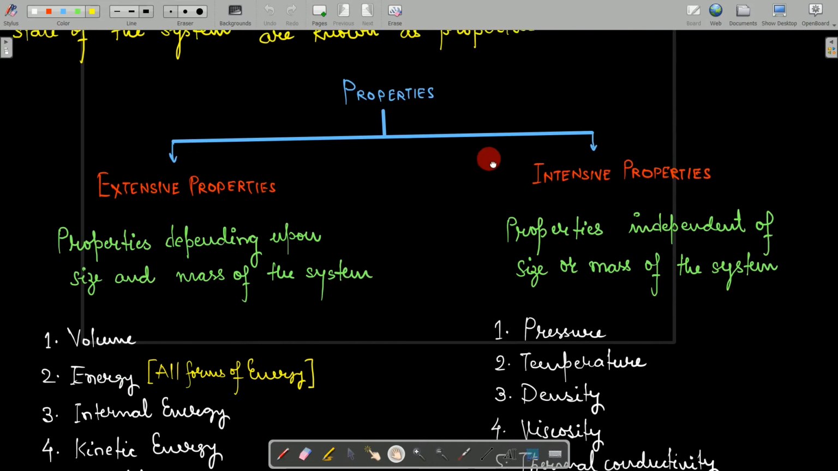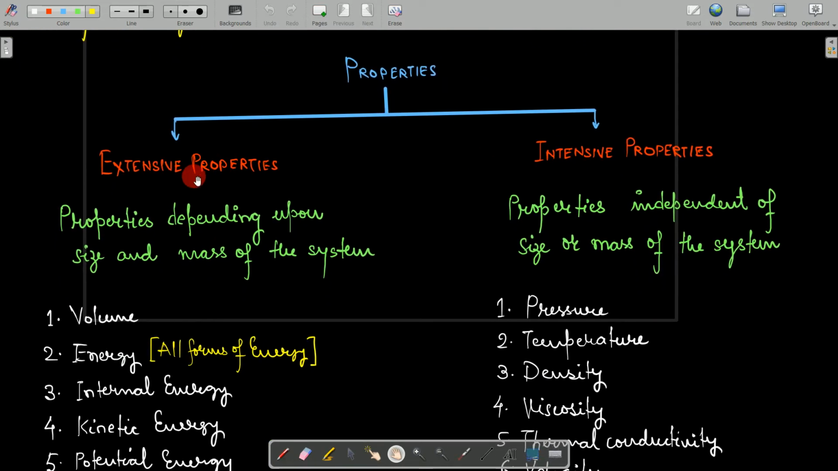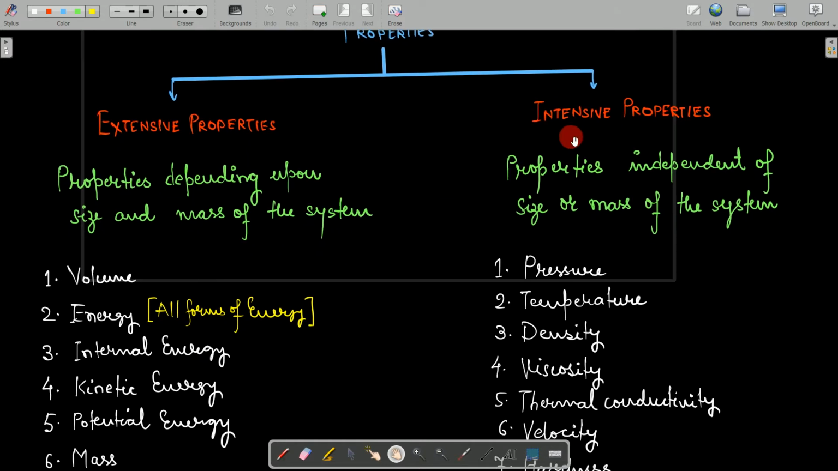Broadly speaking, we can classify properties under two categories. We have extensive properties and intensive properties. Extensive properties are those properties which depend on the size and mass of the system. On the other hand, intensive properties are the properties which are independent of size or mass of the system.